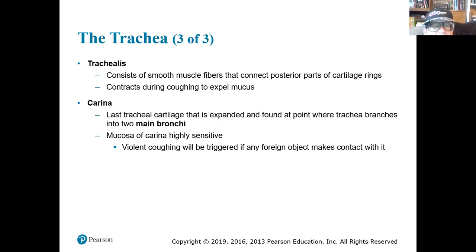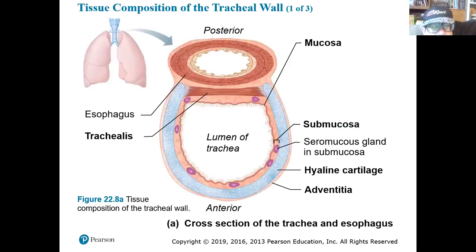The carina are the last two cartilages. They're expanded. They're found at the point where the trachea branches into the two bronchi. The mucosa of the carina is very sensitive. Violent coughing will be triggered if a foreign object comes into the area of the carina. And there we go.